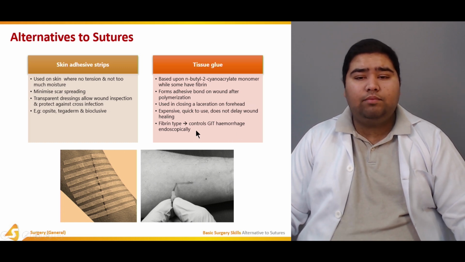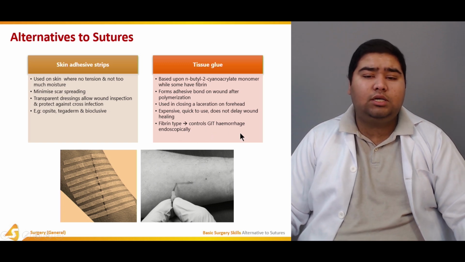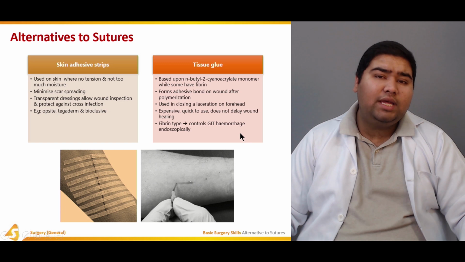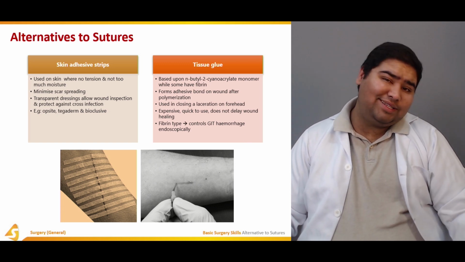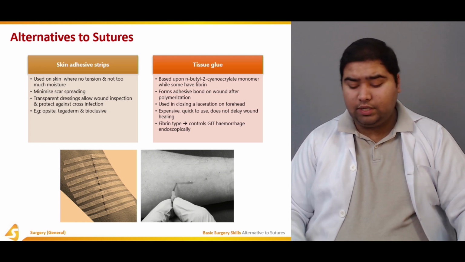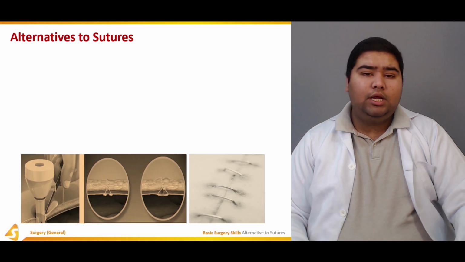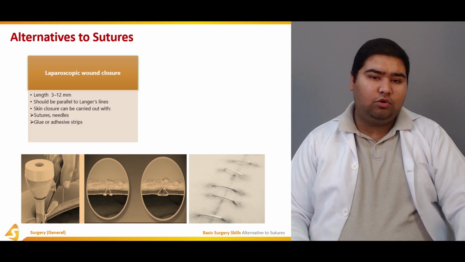So the fibrin types, they're commonly used to control the GI hemorrhage endoscopically. So the important aspect of this is, if there's a GI hemorrhage endoscopically, the fibrin type of tissue glue is commonly used. Now moving on to the laparoscopic techniques of wound closure.